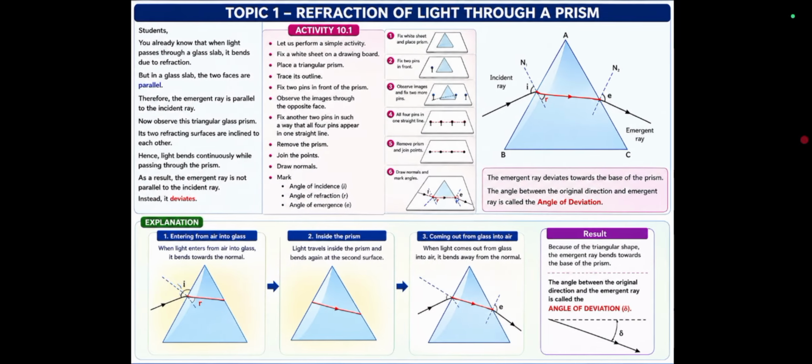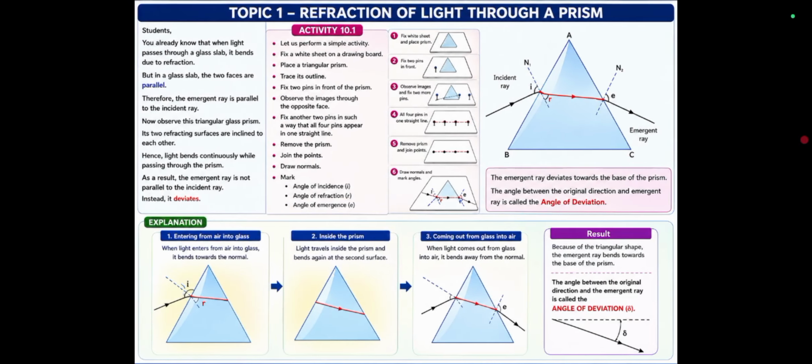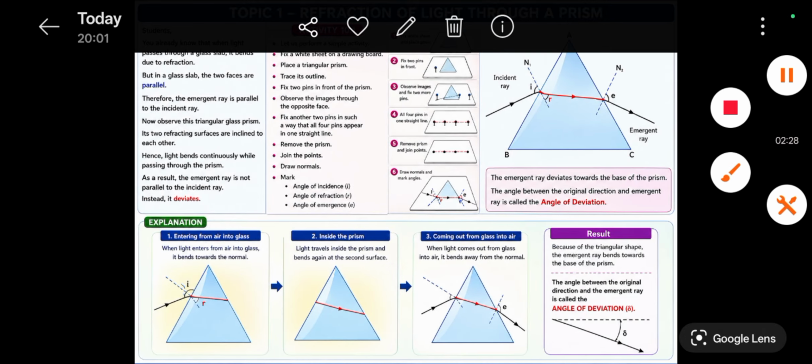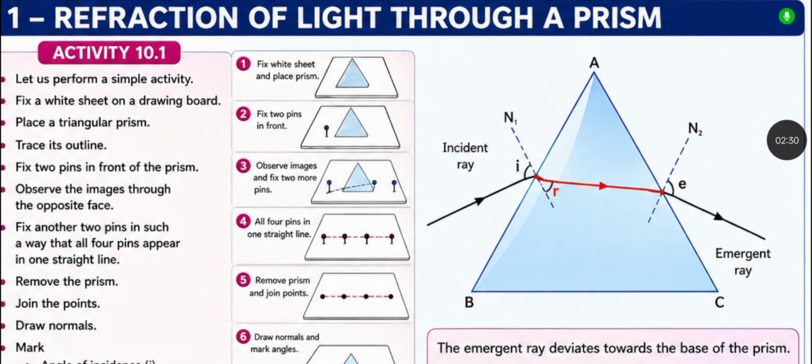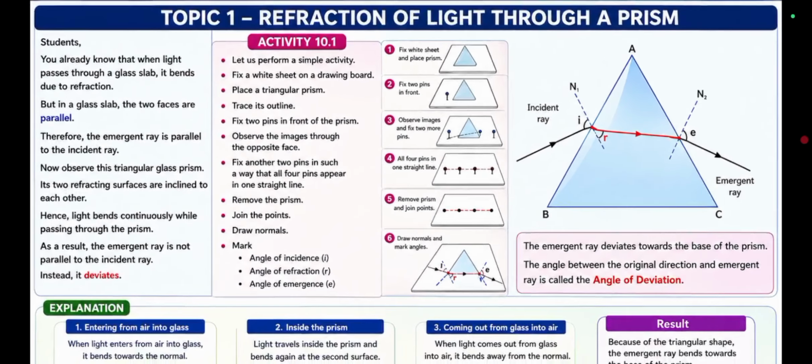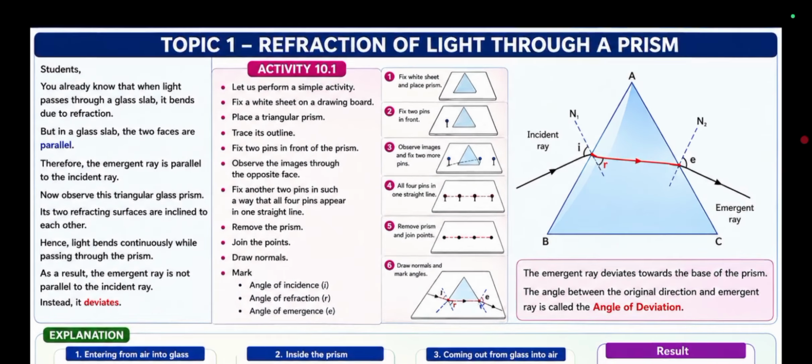We have to observe the glass prism today. Its two refracting surfaces are inclined to each other. Hence, light bends continuously when passing through the prism. As a result, the emergent ray is not parallel to the incident ray. Instead, it deviates. Here we have to show this Activity 10.1.